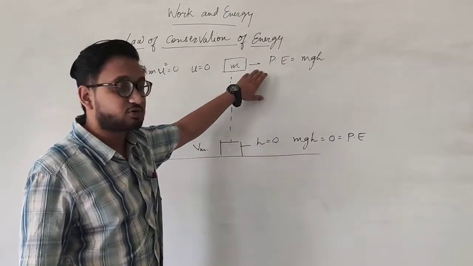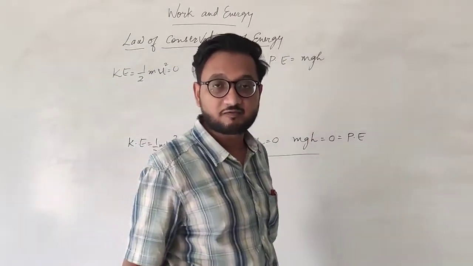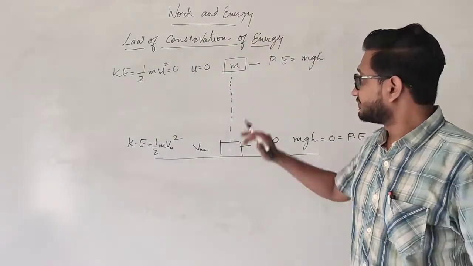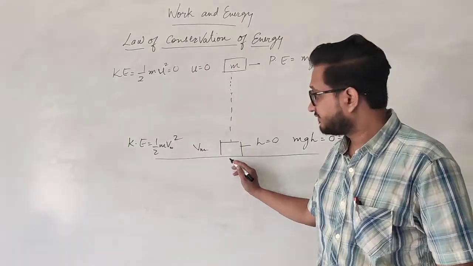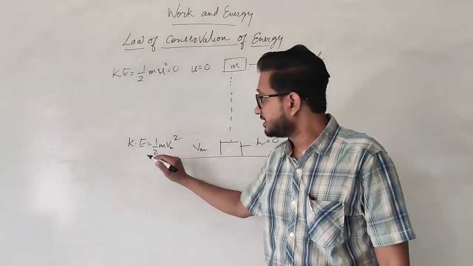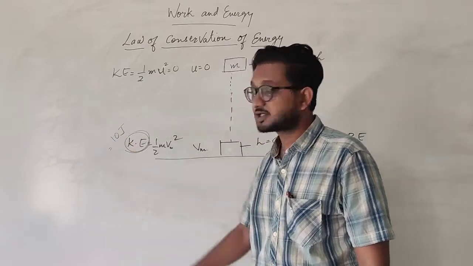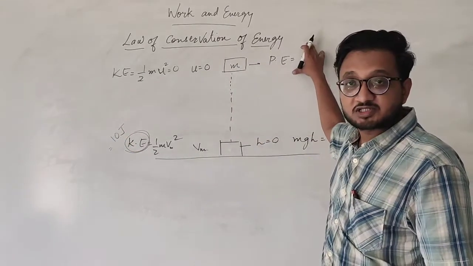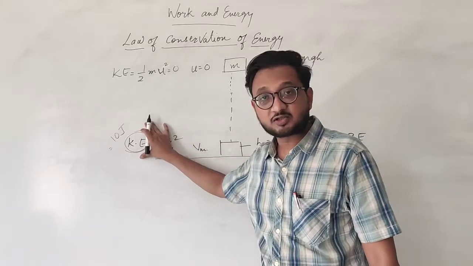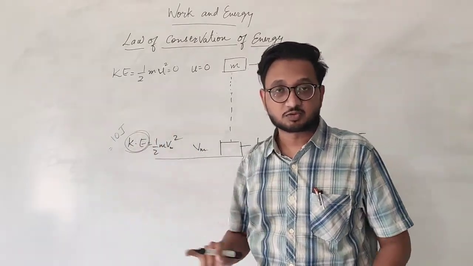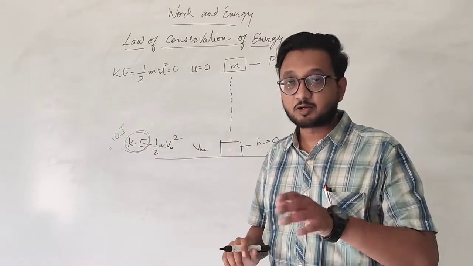So suppose it has potential energy of 10 joules. When it is touching the ground and has attained the velocity, the kinetic energy in this case will also be 10 joules. So all of the 10 joules of potential energy has been converted into kinetic energy of 10 joules. I hope it is clear to students.